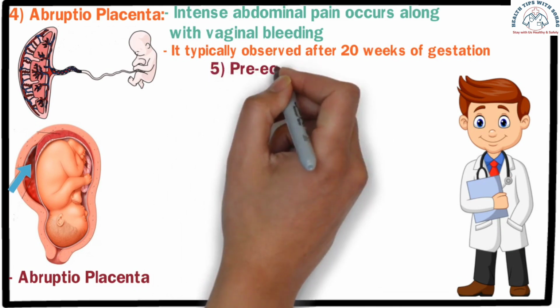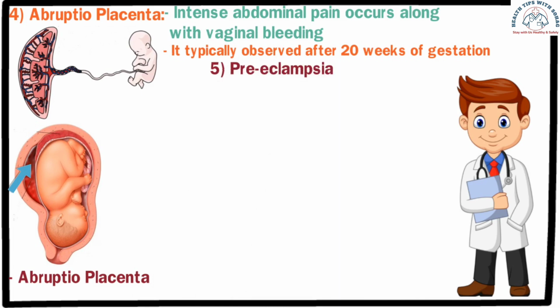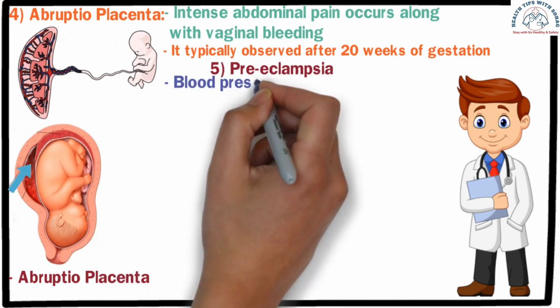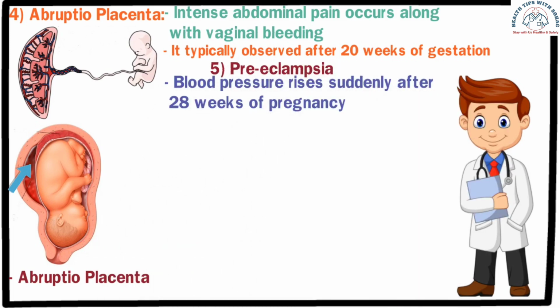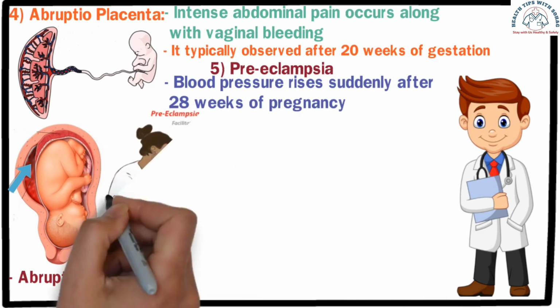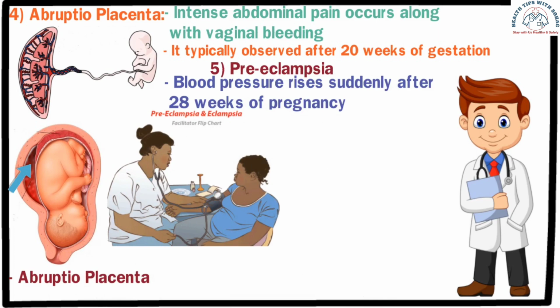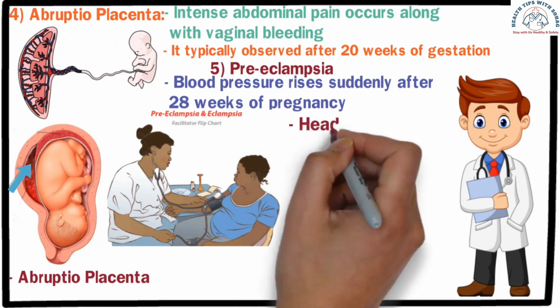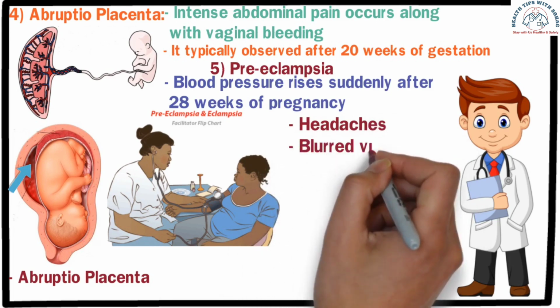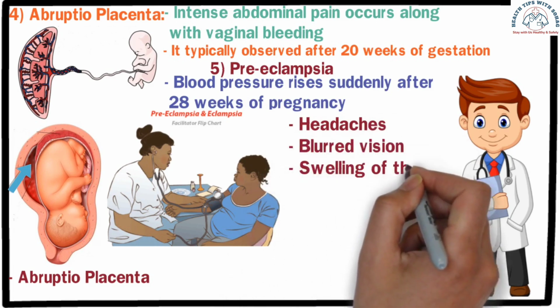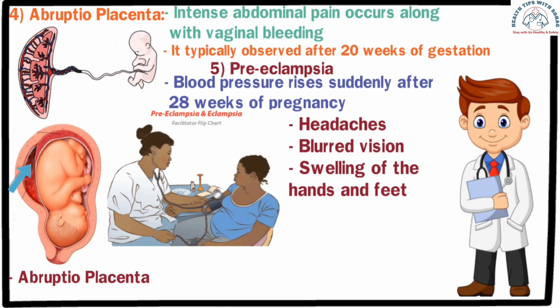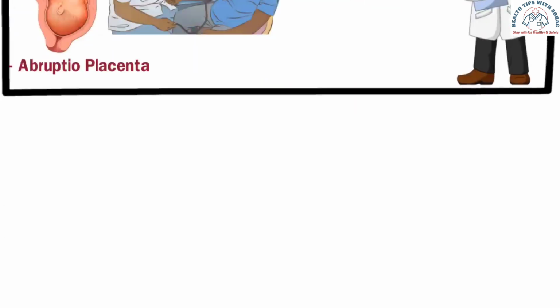Number 5, preeclampsia. Preeclampsia is a condition where blood pressure rises suddenly after 28 weeks of pregnancy. This can lead to abdominal pain, especially in the upper part of the abdomen. If pregnant women experience symptoms like headache, blurring of vision, and swelling of the hands and feet, if any of these symptoms are noticed, seek immediate consultation with a gynecologist for proper evaluation and management.